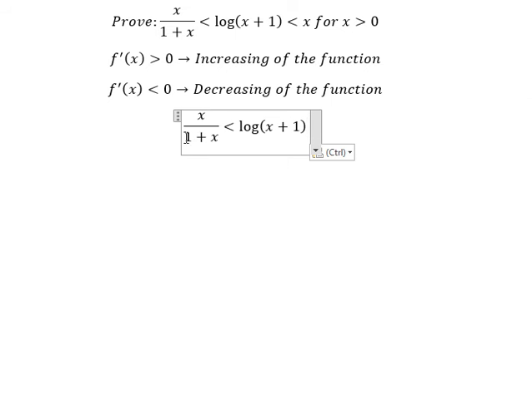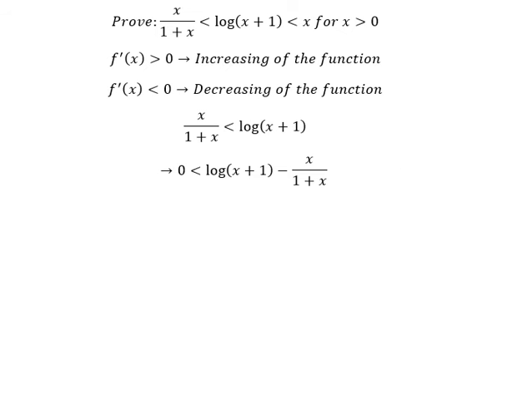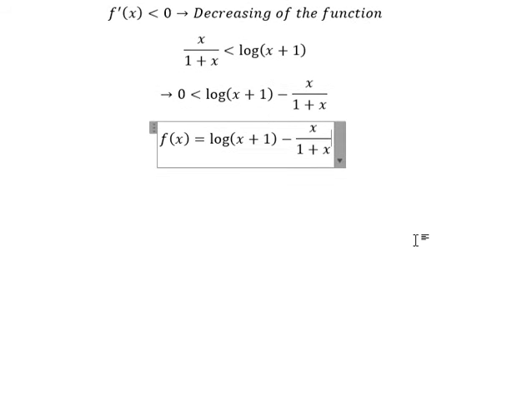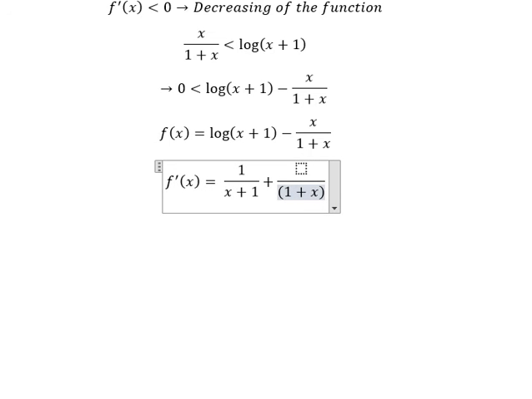So we put x over 1 plus x on the right. So you got zero is smaller than log of x plus 1 minus x over 1 plus x. So we put f of x in here equals this one. Now we take the first derivative of the function. So you got 1 over x plus 1, and then we have the next one, that's about 1 plus x to the power of 2.